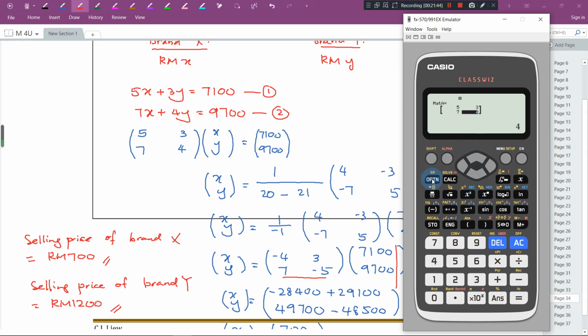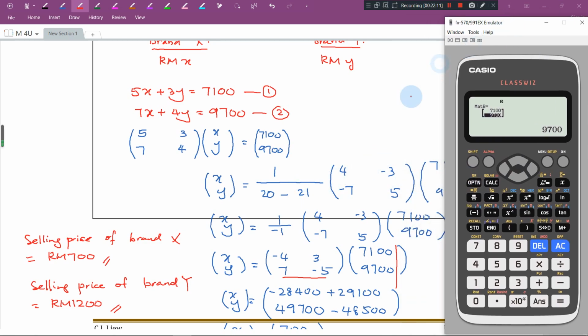Now I'm going to define another matrix, matrix B. So now I have 2 rows, 1 column, 7100 and 9700. Okay, now I have 2 matrices on our calculator now. Now I just want to call out the matrices that I have just keyed in. I want to take the inverse matrix of A times the matrix B, right? Okay, press options, go to matrix calculations.